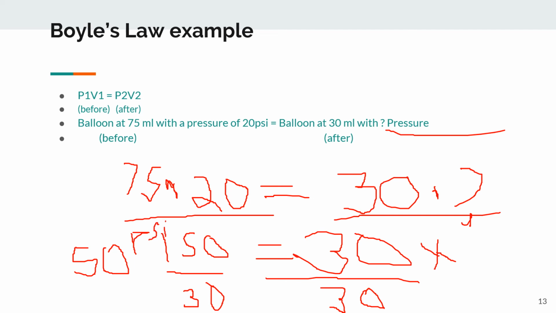All right. So at 75 mils, we have a pressure of 20. If we're going to decrease the volume to 30, the pressure is going to increase, because now we've kind of squished it. So it's inversely proportional. It went up to 50. So that is Boyle's law.